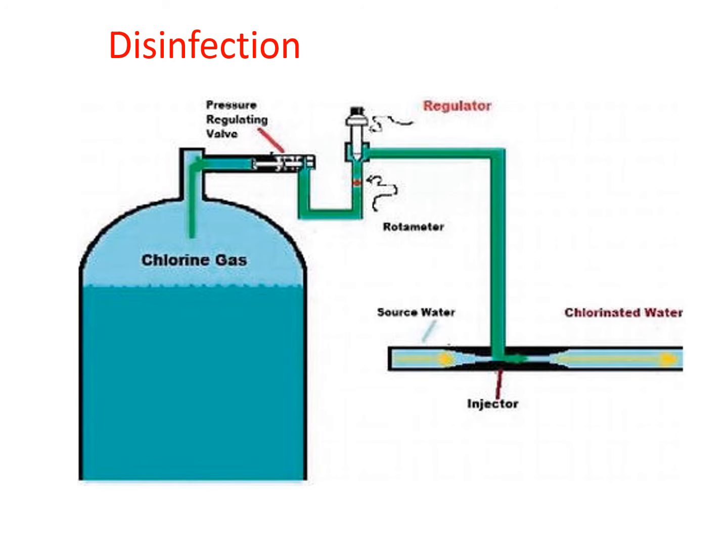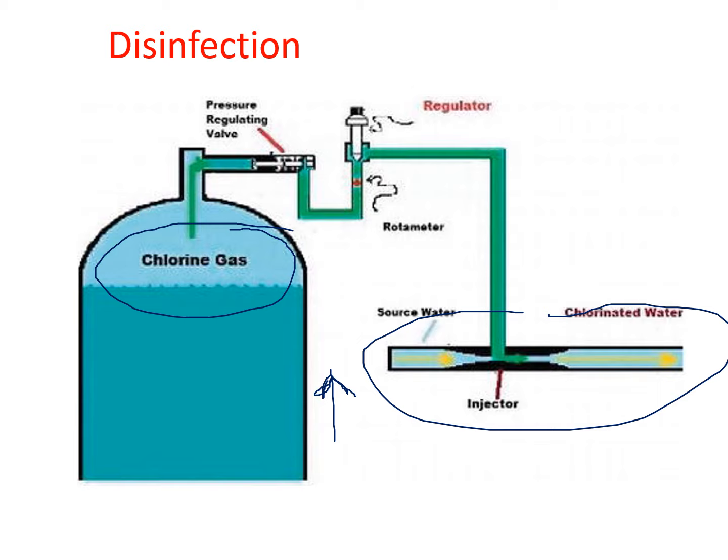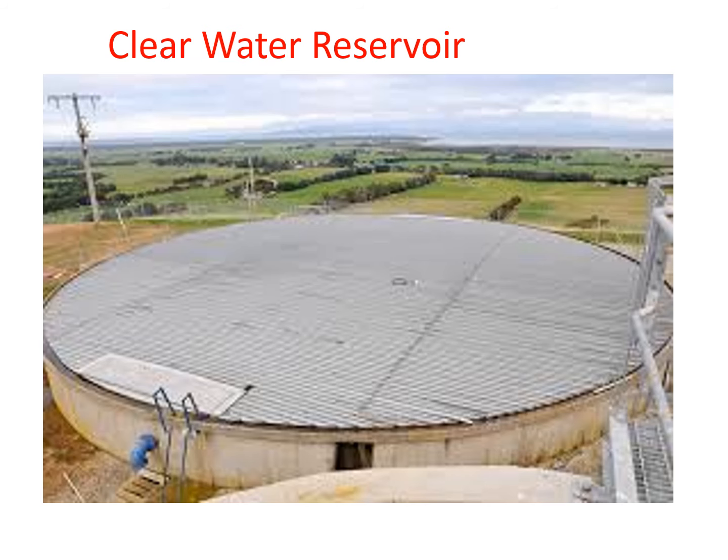Next is the disinfection process. This is a very important process. Chlorine gas, which is stored in bigger cylinders like this, is to be supplied to water in the clear water reservoir directly. By pressure regulating valve, pressure etc. is regulated, and it has to be supplied, and this chlorinated water is generally stored in a clear water reservoir. So this is the figure of the clear water reservoir. Generally chlorination is done in this particular unit itself.